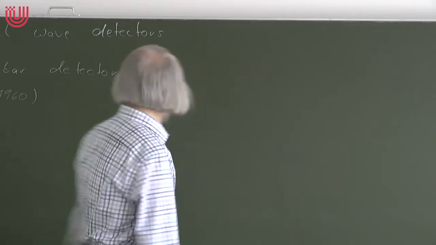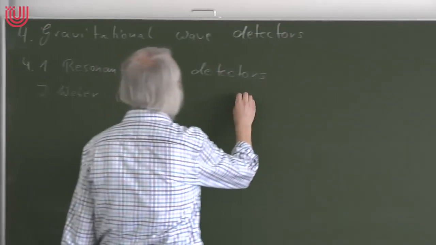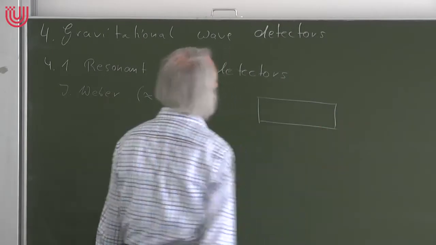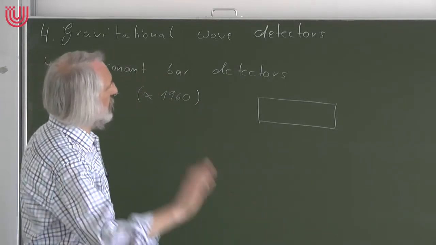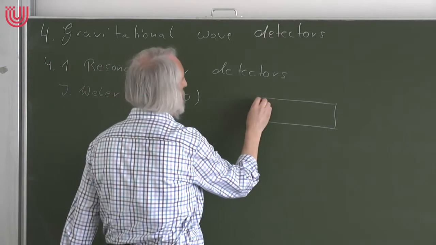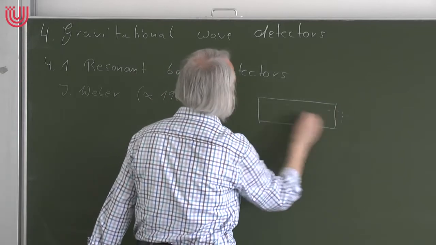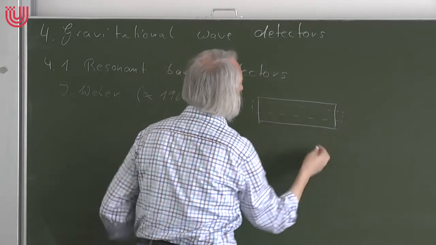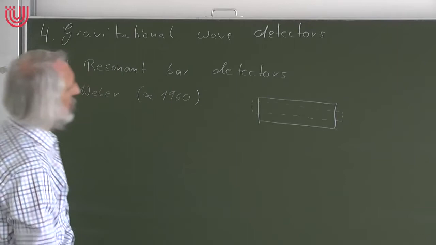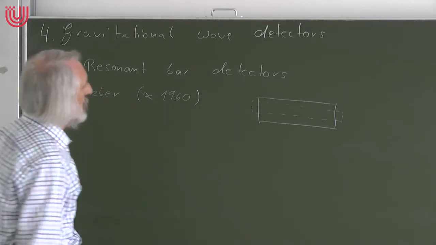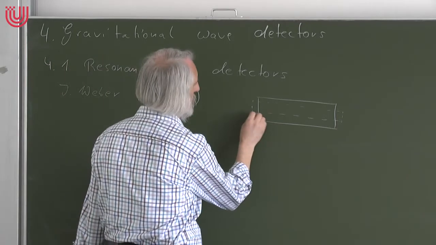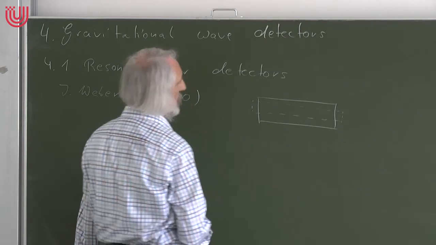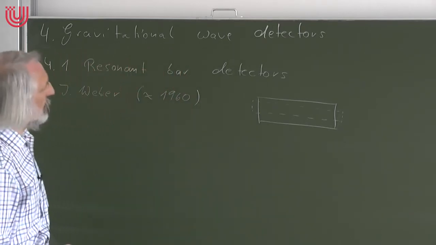So the typical way this looks, if you look at it from the side, is this kind of cylinder. If a gravitational wave comes from here, then it would be rhythmically deformed into this shape, then back into the original shape, and so on. And of course, the question is, can you really measure the deformation?